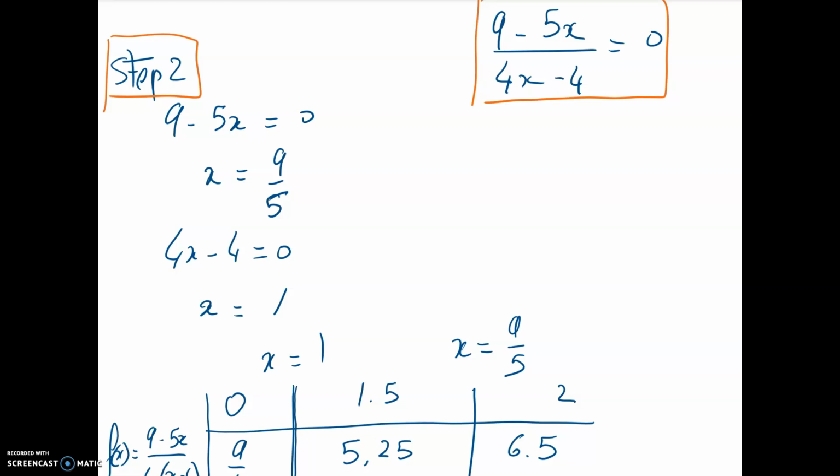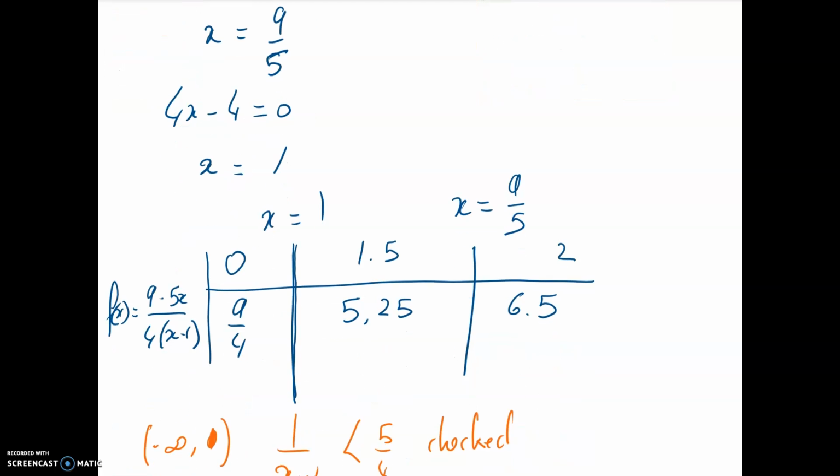So step number 2 is right here. And so we end up, after that, defining a table where we are going to put x equals 1 and x equals 9 over 5. And we are going to calculate a value of f of x. We are going to calculate a value of x in each interval because we have defined 3 intervals: interval number 1, interval number 2, and interval number 3.